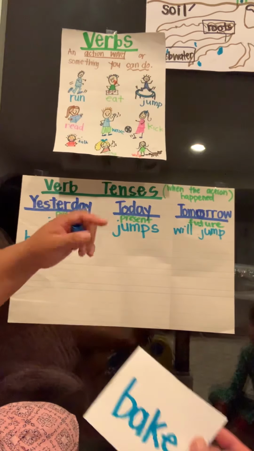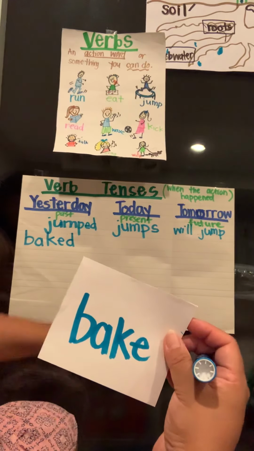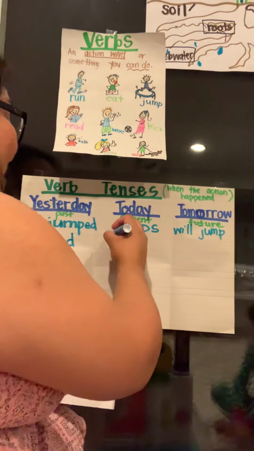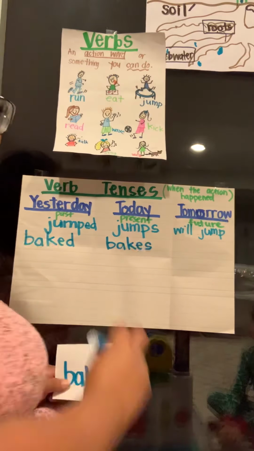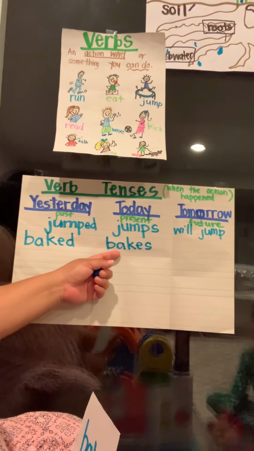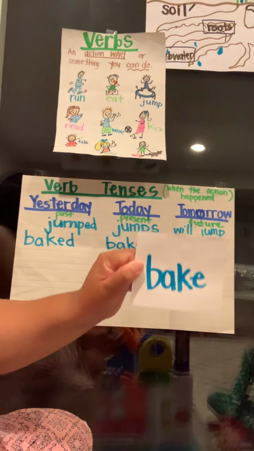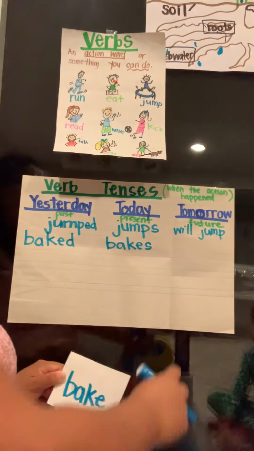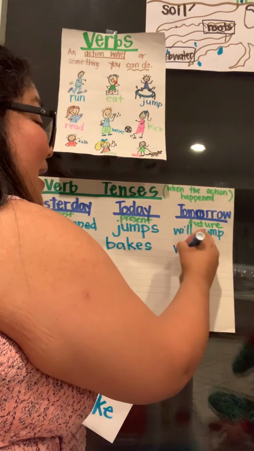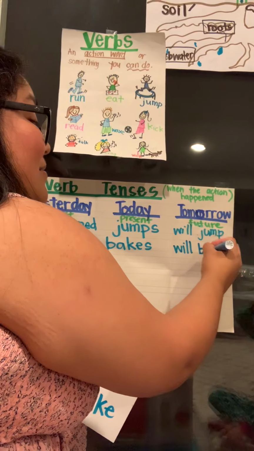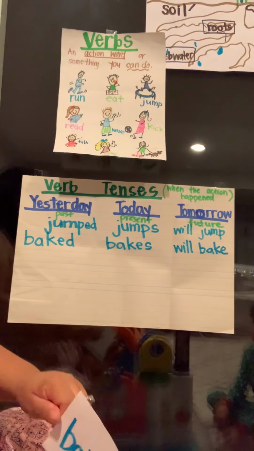Today, Sophia bakes cookies. Okay, you see that? Bakes cookies. And tomorrow, she's going to do it. That's the future. Sophia, what did we write? Will jump. Bake. And her verb is bake. Sophia will bake cookies.